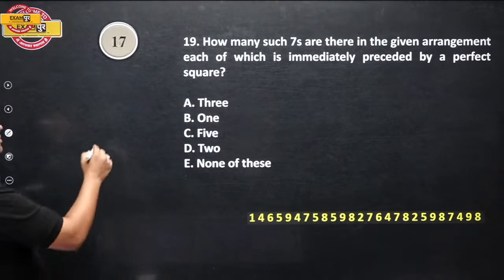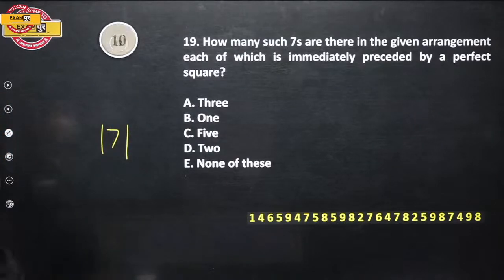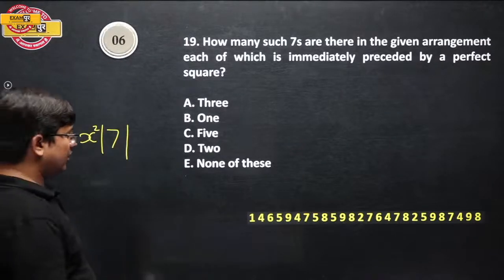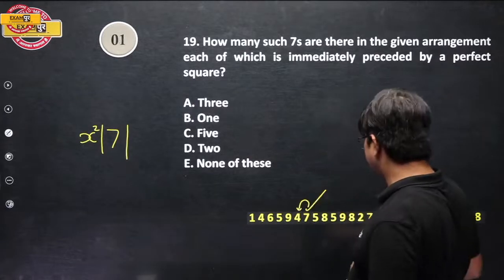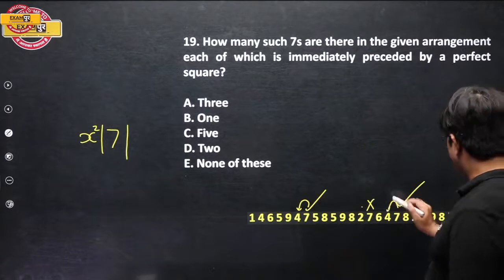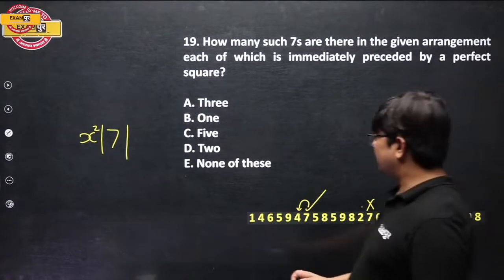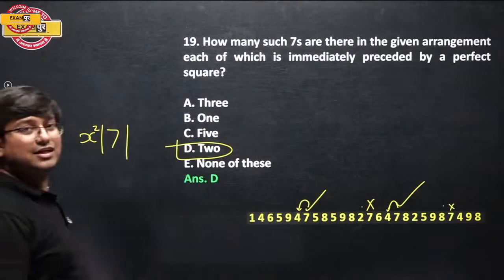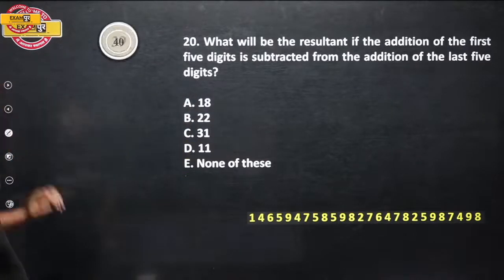How many such sevens are there in the given arrangement, each of which is immediately preceded by a perfect square? So this 7 is immediately preceded by a perfect square. This 7 is not, but this 7 is again immediately preceded by a perfect square. This 7 is not. So there are 2 such instances. The answer is option D, that is 2. Okay, everyone? Clear? Next. Hurry up.